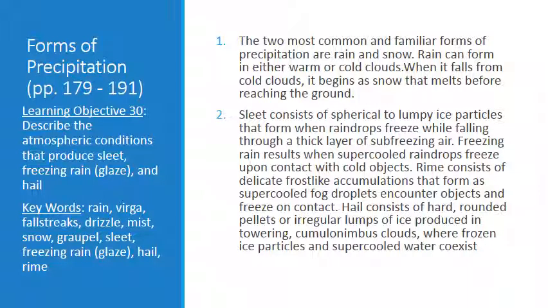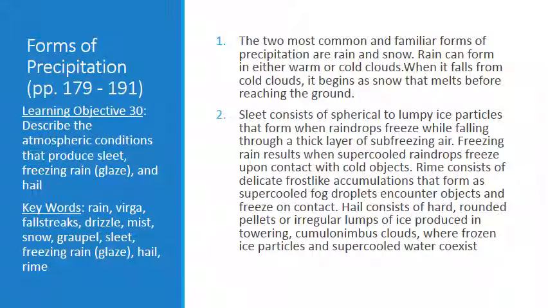The content in this presentation is covered on pages 179 through 191 of your textbook, and it's meant to help you achieve learning objective number 30, which is to describe atmospheric conditions that produce sleet, freezing rain, rain, and hail. Be sure to skim these pages before watching the video and to read more carefully before attempting the online quizzes.